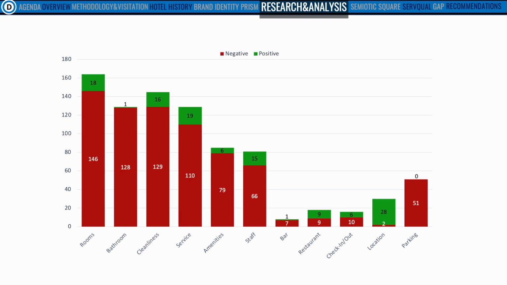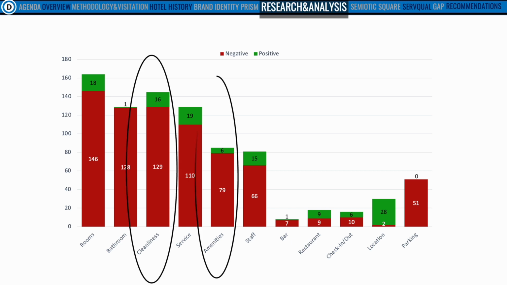Location is the positive factor in our gathered reviews. The three main areas that we focus on were cleanliness, amenities, and parking. Addressing these three issues will indirectly resolve the other negative issues as well.